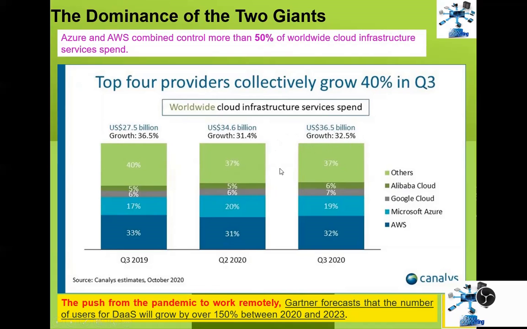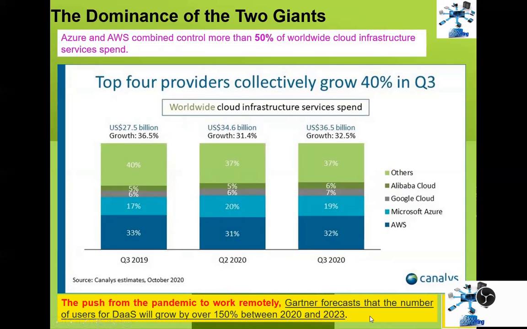Definitely with this COVID situation, all people are working from home, and that has drastically increased the use of the cloud. You can see the push from the pandemic to work remotely is very significant. Gartner forecasts that the number of users for DaaS will grow over 150% between 2020 and 2023. What is DaaS? DaaS is desktop as a service. Gartner is predicting the growth will be more than 150%.